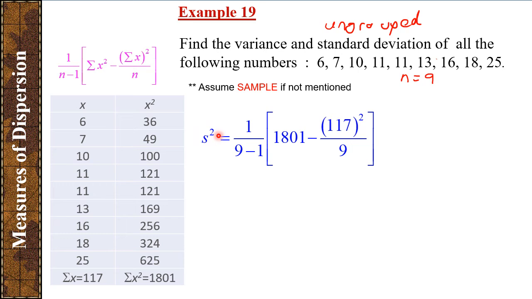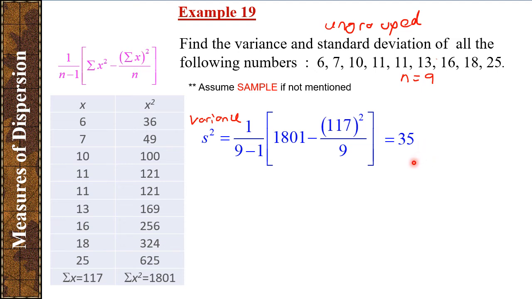So remember the notation s squared here refers to variance. So 1 over n minus 1, which is 9 minus 1, times the sum of x squared, and then the sum of x we need to square, divided by n, that is 9. So press it in your calculator. Then you find out the value of the variance will be 35.